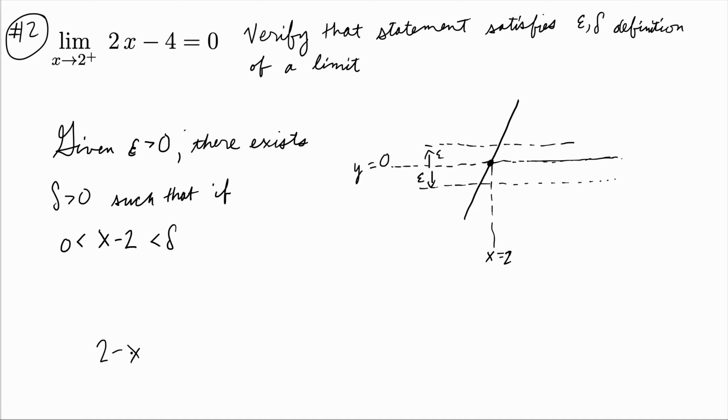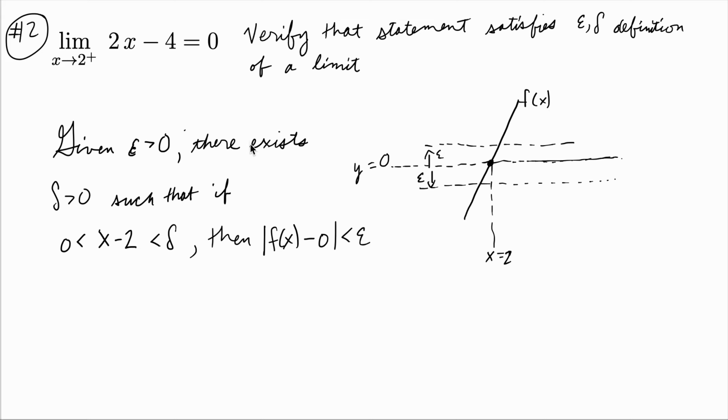This is because if x was over on this side, 2 minus x is positive. When I'm over on this side, x minus 2 is positive, and I want it to be a positive value to represent that I want that distance to be greater than 0 and less than delta. Okay, such that if that is true, then the distance of the function output, the y value of the function output, minus 0, since we're heading towards 0, is going to be less than epsilon. Okay, and in the picture we can put an f of x.